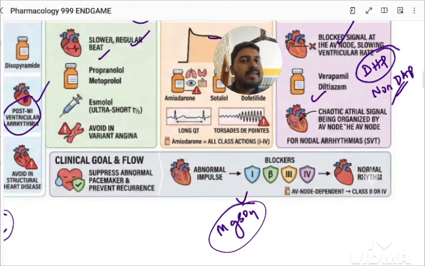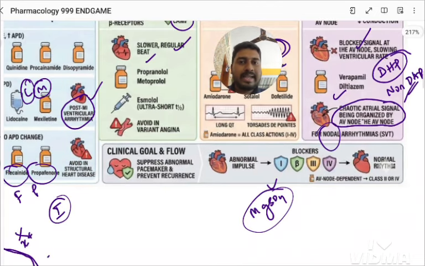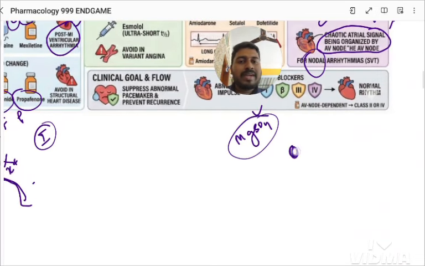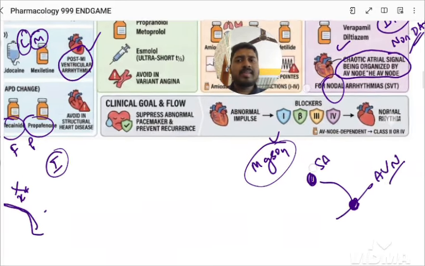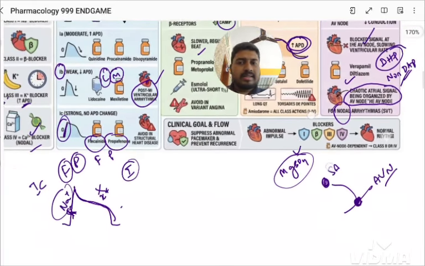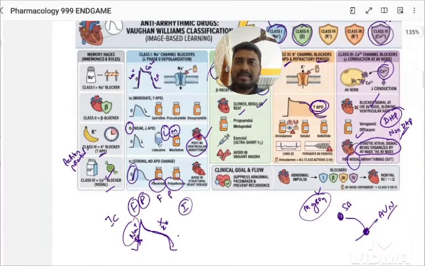This is used for a chaotic atrial signal being organized by the AV node. These are the extra points that you need to know. They are mainly used for nodal entry arrhythmias, which means you want to prevent arrhythmias going from the SA node to the AV node. So you want to have a block at the AV node. The AV node is like the checkpoint, like a check post. So that's why you use this. Next, I think I have discussed everything. We'll go to the questions.